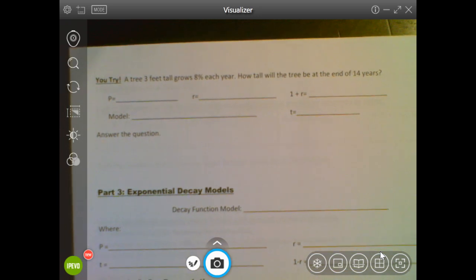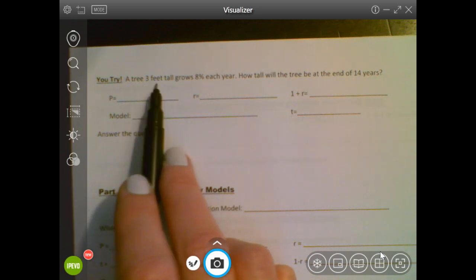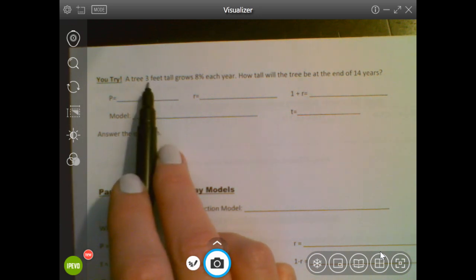All right. So I know this says you try, but I do want to go through this one because this one's a little bit different because it's not talking about money. But it's telling us a tree 3 feet tall grows 8% each year. We want to know how tall the tree will be at the end of 14 years. So my P, or my initial value here, is actually going to be the 3 because that's the height that my tree is starting at. So my P is 3.